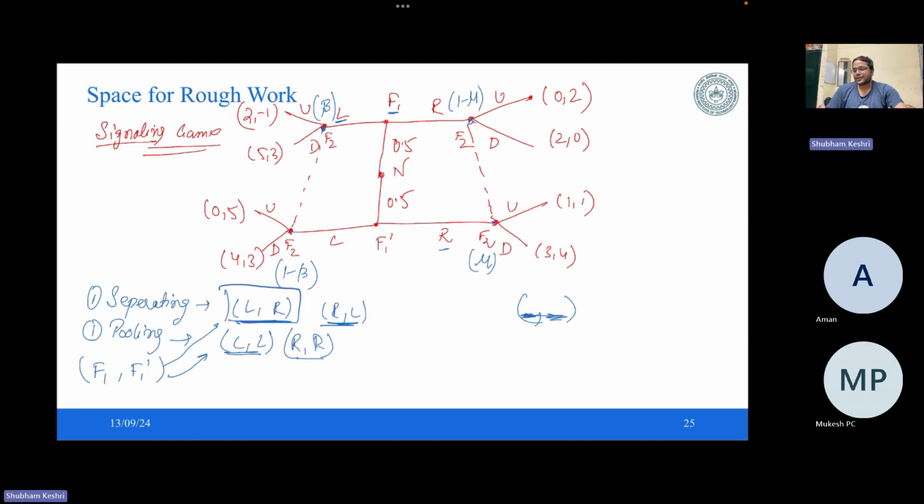So when you specify a strategy, it is for firm 1 or firm 1 dashed. There is no firm 2 right now. Firm 2 has up and down. It doesn't have left or right. He had only left and right.